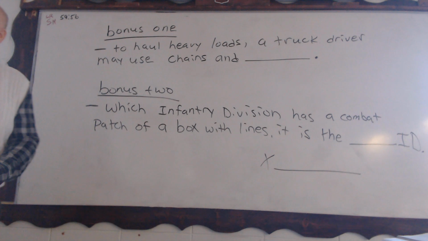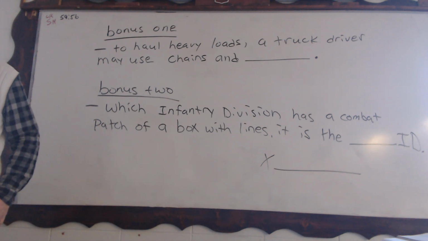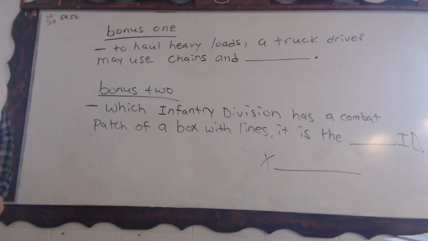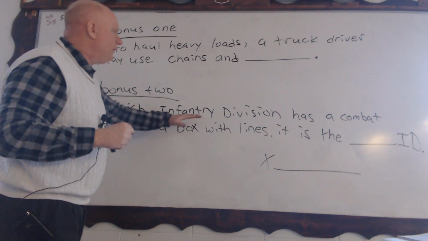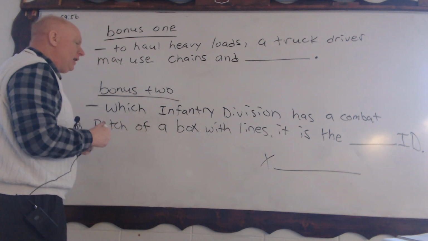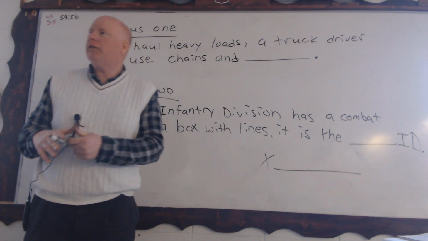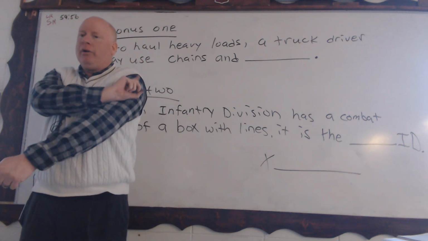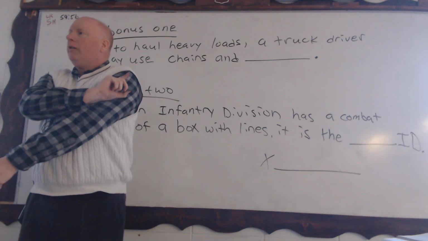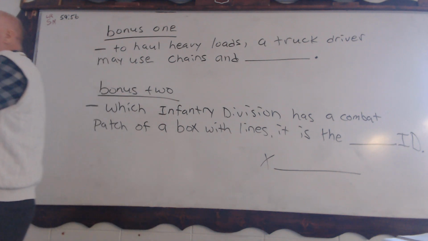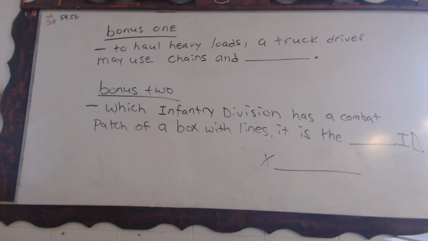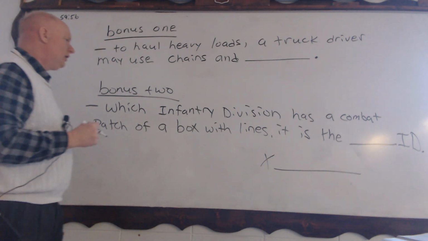Okay? When you say eagle, that's the 101st Airborne Division. But in this case, which infantry division has a combat patch with lines? It is the blank. In other words, the 1st Infantry Division just has a number 1 on here. The 2nd Infantry Division has a Native American with a big star. That's the 2nd Infantry Division. The 3rd Infantry Division. Okay?